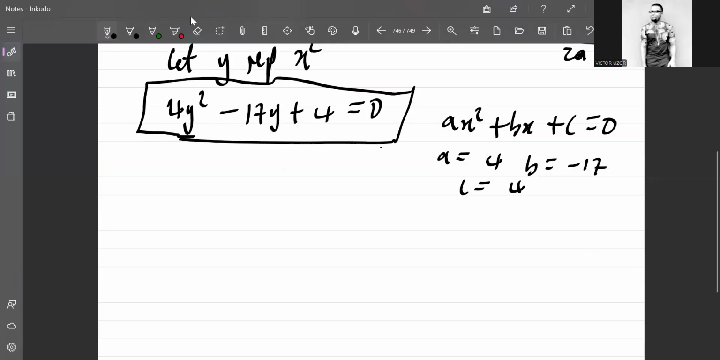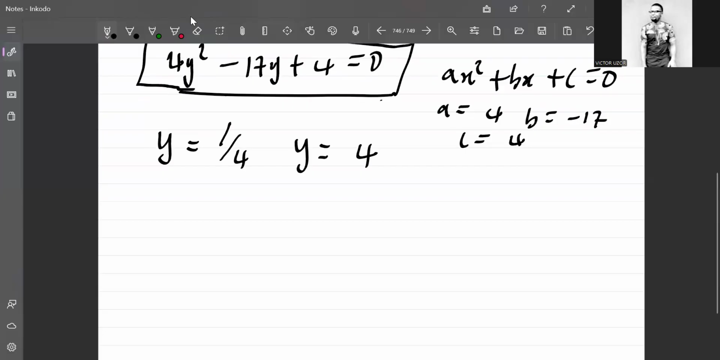So for example, by the time I solve this, I can actually use the factorization method to solve it, but I just give the answer. You go and do the other one by yourself. So we are going to be getting y equals 1 over 4 and y equals 4. So if you are getting your y to be 1 over 4 and 4, remember we said that x squared is equal to y.